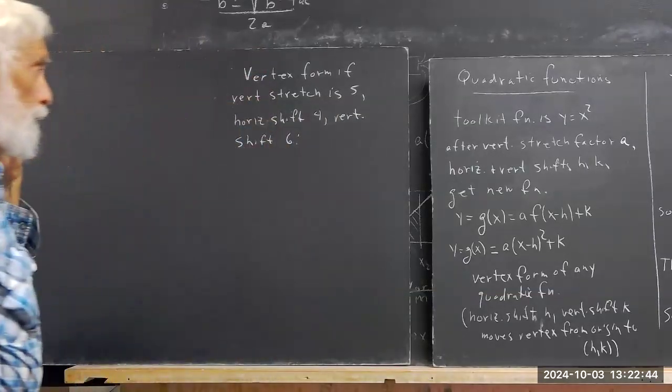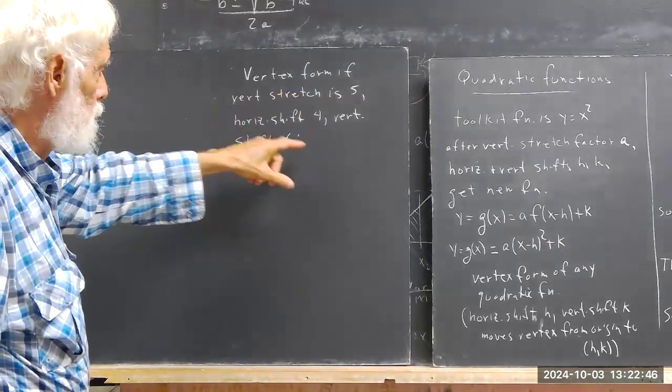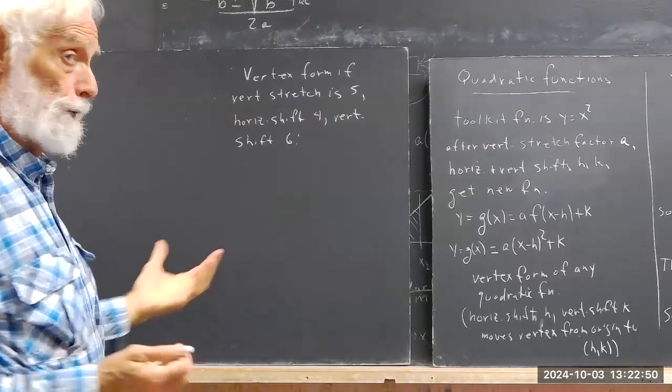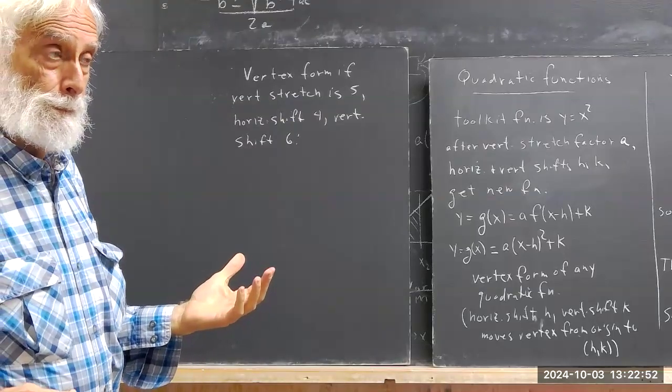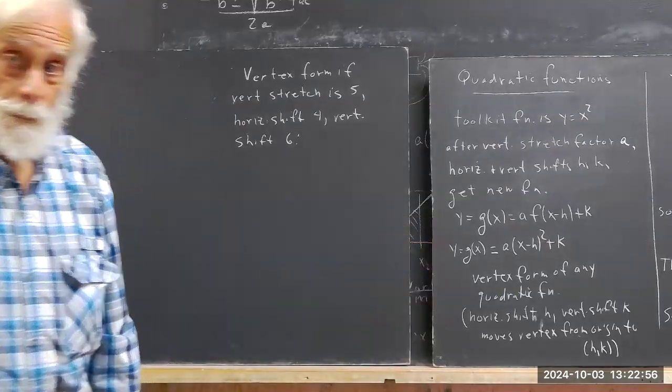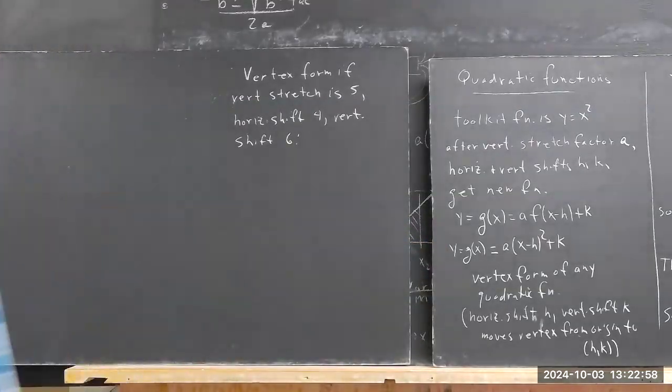What's a vertex form? If you vertically stretch it by factor 5, shift it horizontally 4 units, and vertically shift it 6 units, what would it be? Well, right there is a vertex form. So tell me what the function would be. Write it down. And don't write down the rest of the words that you see on the board until you do that. You can leave yourself room to write them, but show me what the vertex form is.